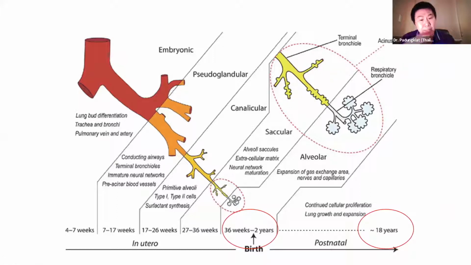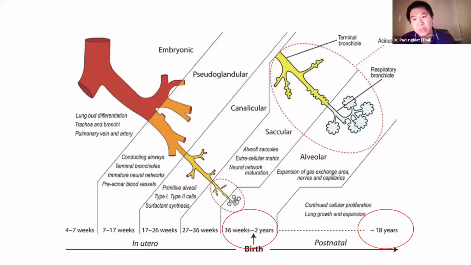Okay, and the most important thing that you need to know from the embryology of the airway is that by 36 weeks, the alveolar development is completed, and that is the point at which the gynecologist thinks it's okay for the fetus to be delivered. But the alveoli continue to grow up to 2 years.